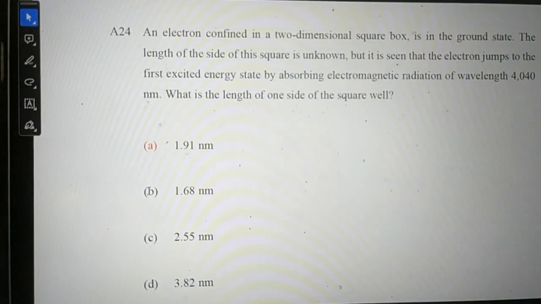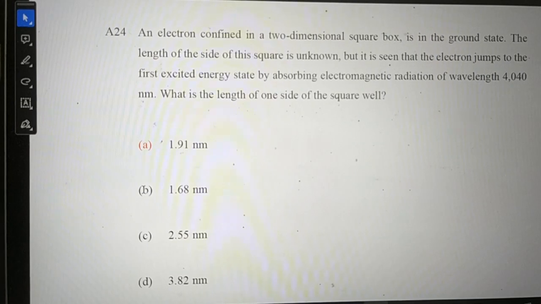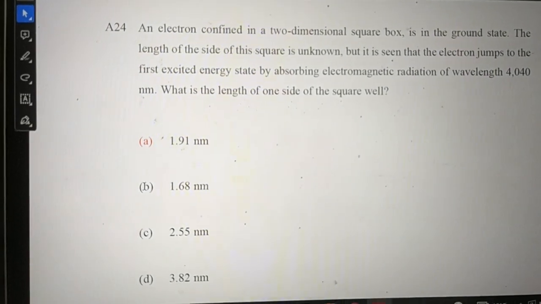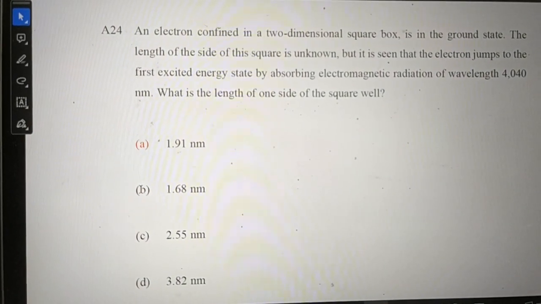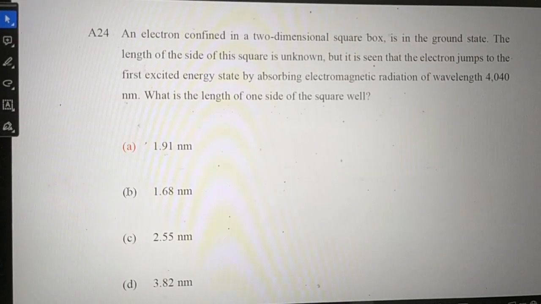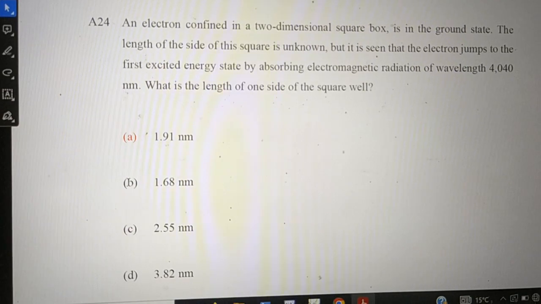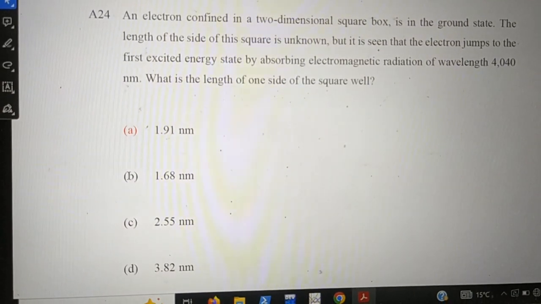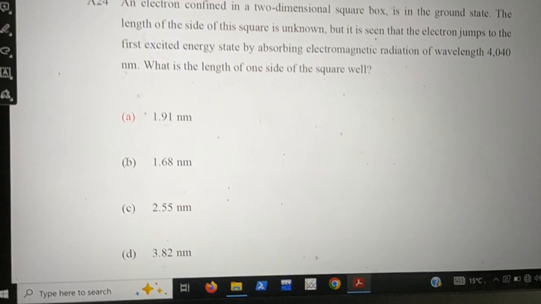An electron is confined in a two-dimensional square box in the ground state. The length of the side of this square is unknown, but it is seen that the electron jumps to the first excited state by absorbing electromagnetic radiation of wavelength 4040 nanometer. What is the length of one side of the square?